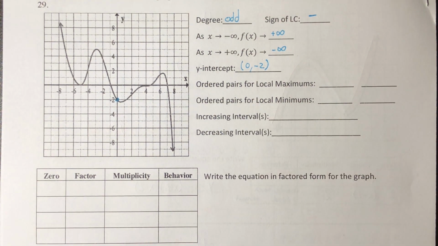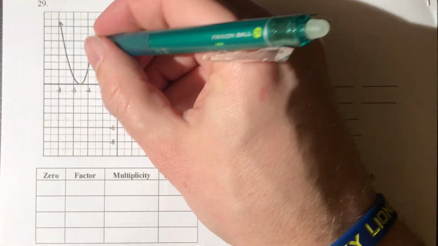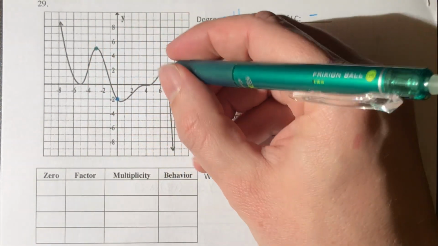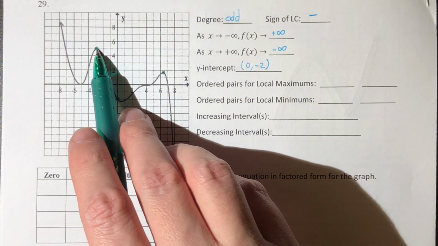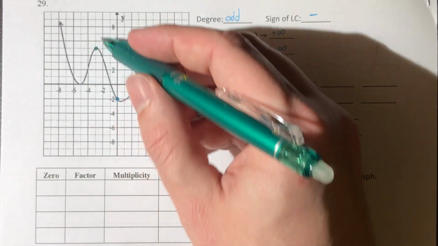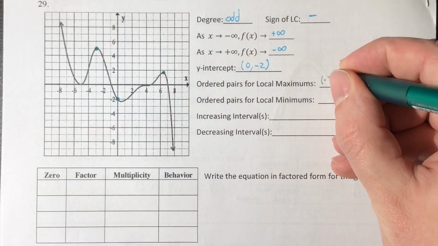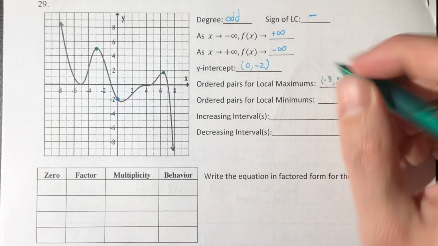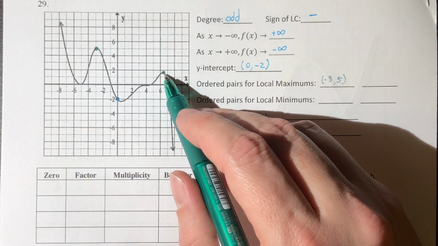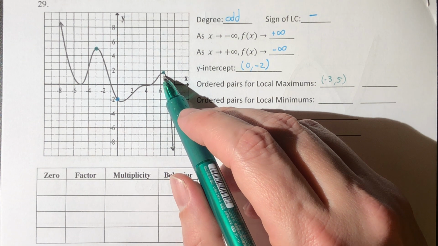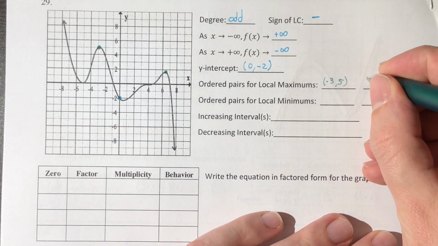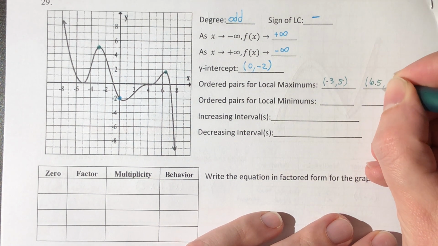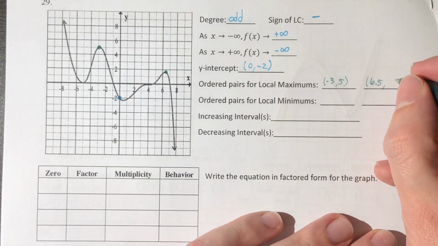Now it's wanting the ordered pairs for my local maximums. So I have a local maximum right here, and a local maximum right there. This local maximum, fairly easy to see where that point is. It's at (-3, 5). This local maximum, it's not exactly on a grid point, so we're gonna have to give a rough estimate. We're gonna say that it's about (6.5, 1.5).